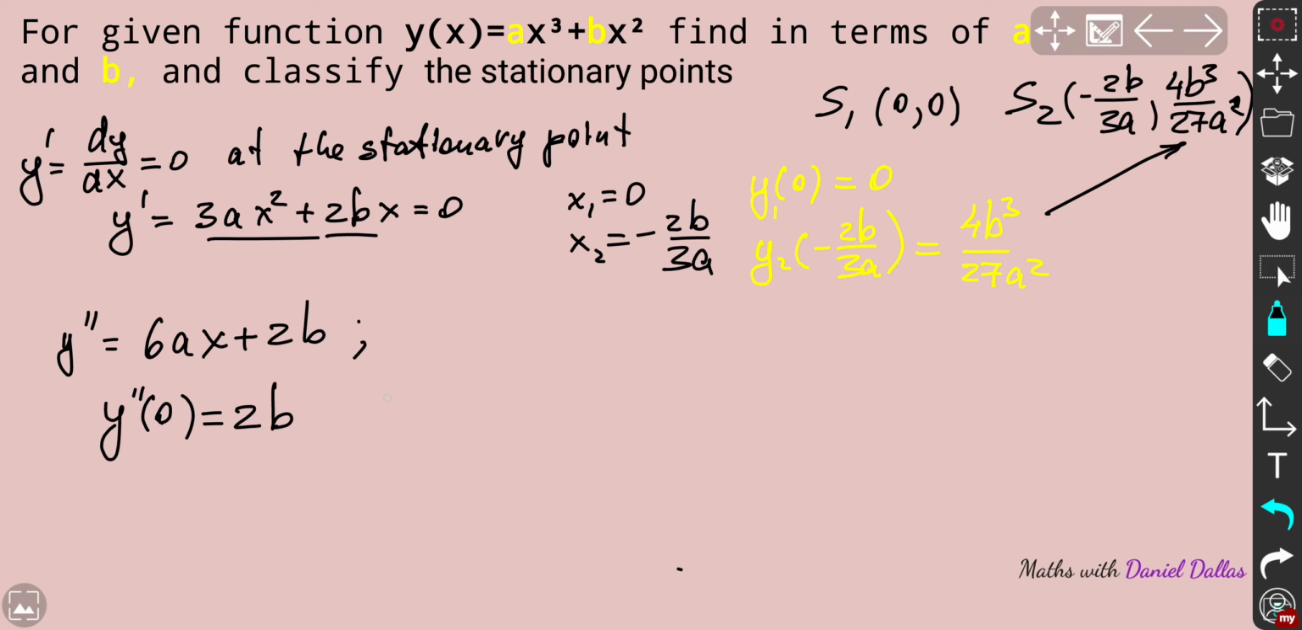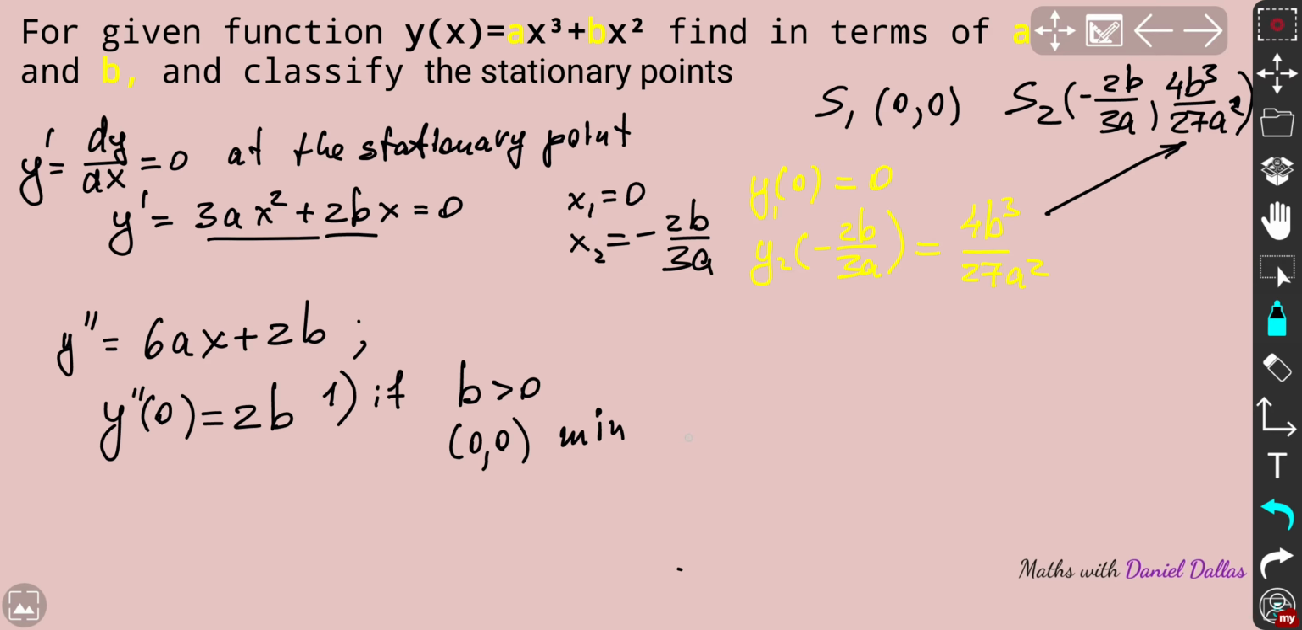We can state now that if b is more than 0, then point 0, 0 is the minimum. If you're not sure, just remember the basic parabola x squared. If you differentiate twice, you'll get 2, and 2 is positive, so that's why it's a minimum. So that's the first case. What about the second point then? If b is positive, we'll get the following. The second point should be the point of maximum, right?